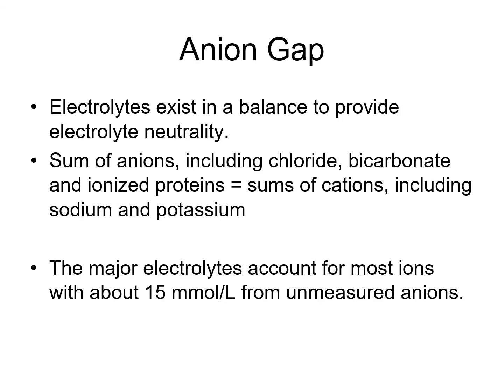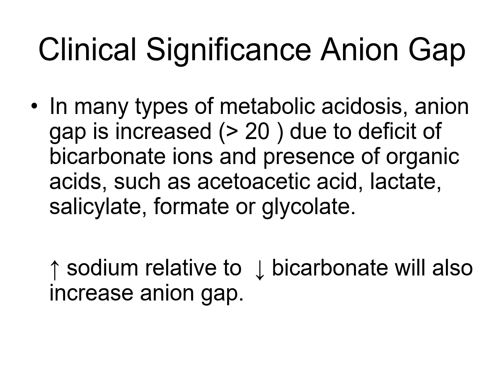An anion gap. The sum of the negative ions and the sum of the positive ions, the cations, should be equal, more or less. The difference is called an anion gap. Most of the contributing ions are the major ions, but there are also some unmeasured ions, which is about 15 millimoles per liter. Right, so the significance of this anion gap.